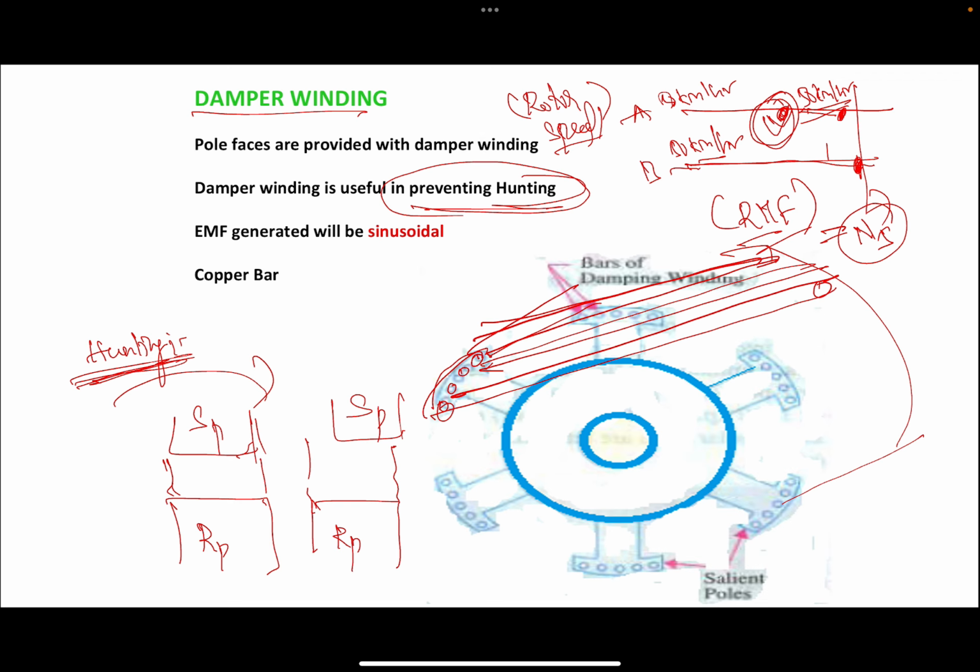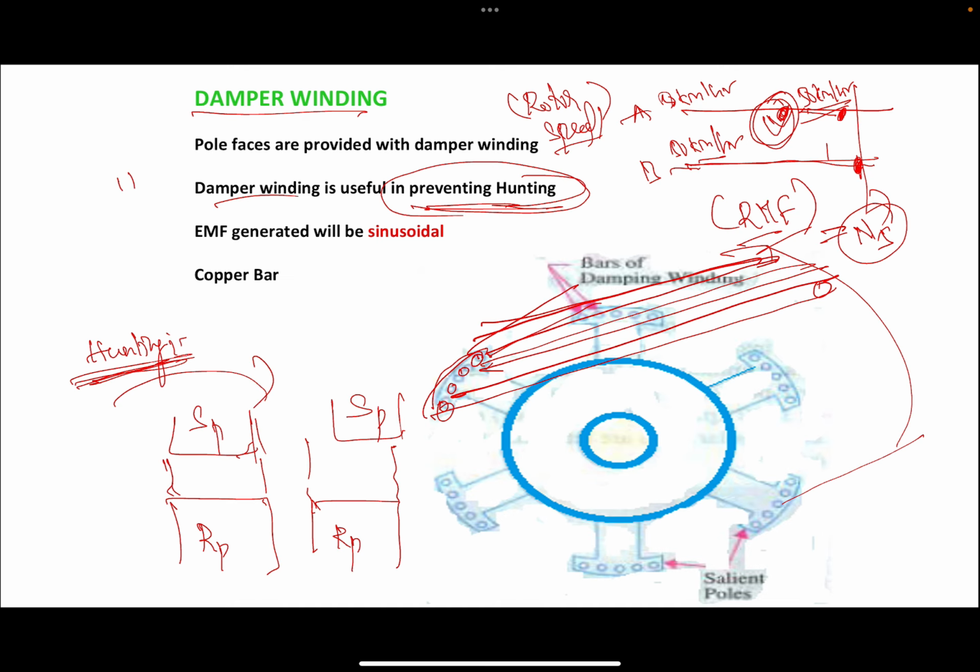Now, to prevent hunting, what am I doing here? Damper bars. To prevent hunting, we are using damper bars. So I can add two concepts here. I can say damper bars, or I can also say damper winding. Damper bars or damper windings.